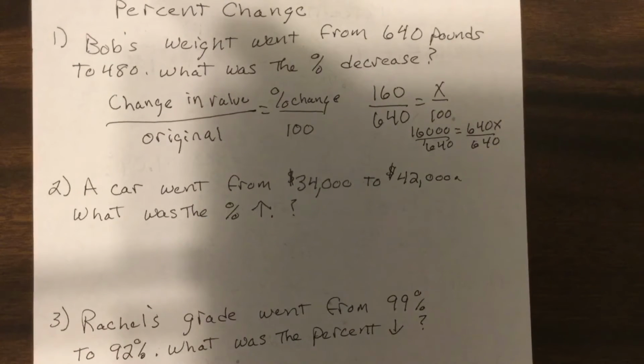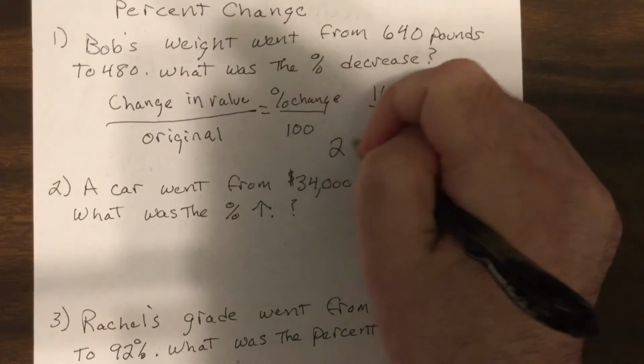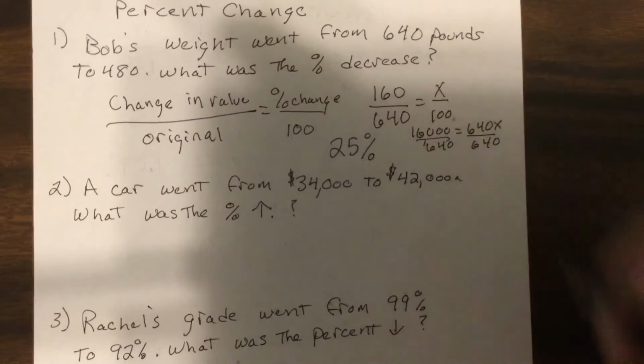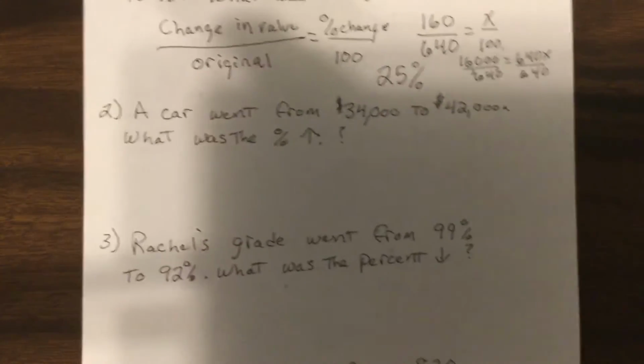So let me get my calculator. Of course, use a calculator. Now is when a calculator is valuable. And I get 25% of his weight. Wow. His knees would probably hurt less, I would hope.